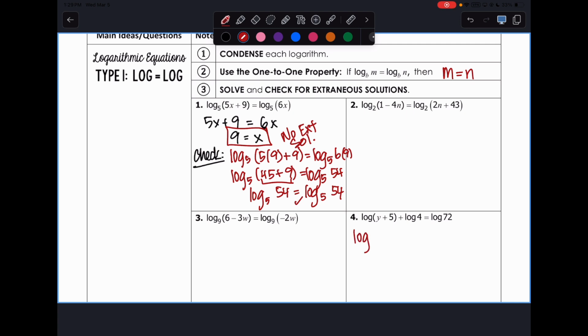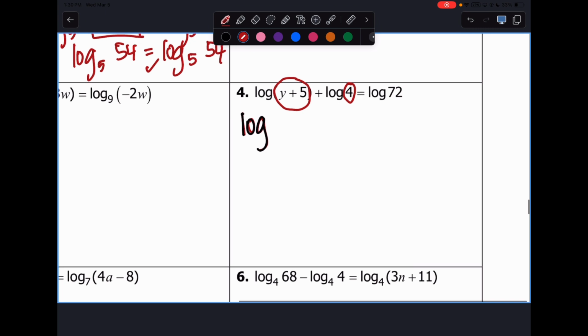Here we go. Log of y plus 5 plus log of 4. What do we get to do? What property allows me to combine these two into one log? Product property. So if you have a sum of two logs with the same base, that means I have something that I can multiply together. So it should be 4 times y plus 5. What's 4 times y plus 5?